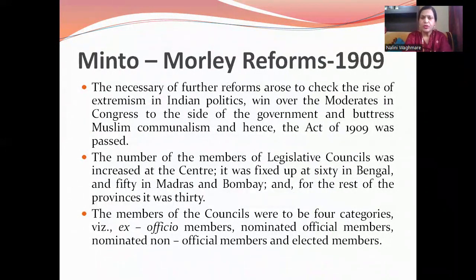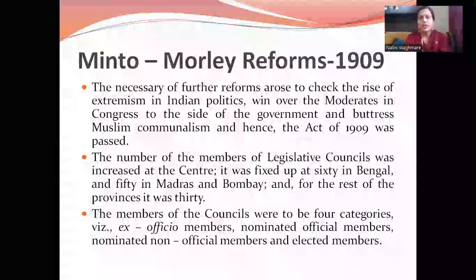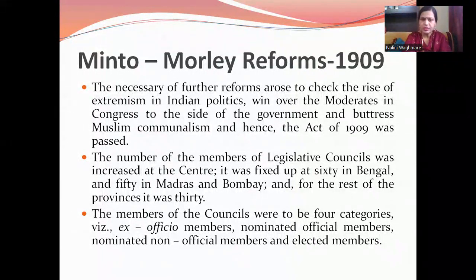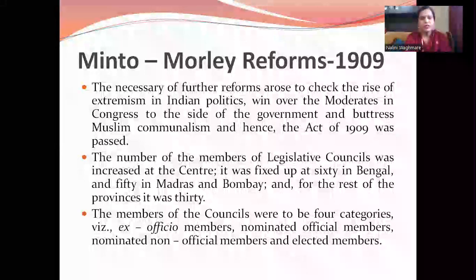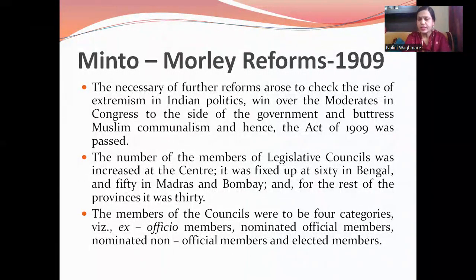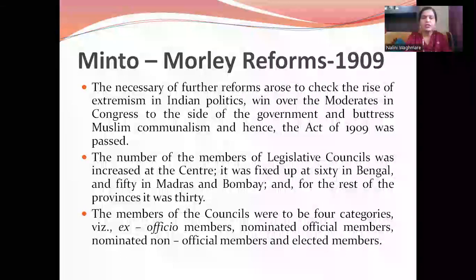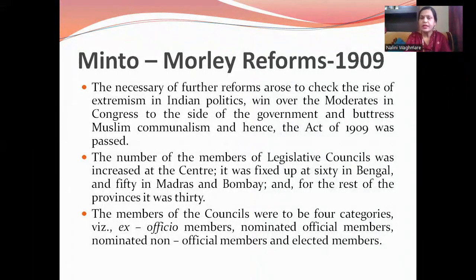Then the Indian Councils Act of 1909. The necessity of further reforms arose to check the rise of extremism in Indian politics, to win over the moderates in Congress to the side of the government, and to address the bitterness of Muslims. Hence, the Act was passed. Here the membership of the legislative council was increased at the center. It was fixed at 60 in Bengal, 50 in Madras and Mumbai, and for the rest of the provinces it was 30. The members of the councils were of 4 categories, that is, ex officio members, nominated official members, nominated non-official members, and elected members.